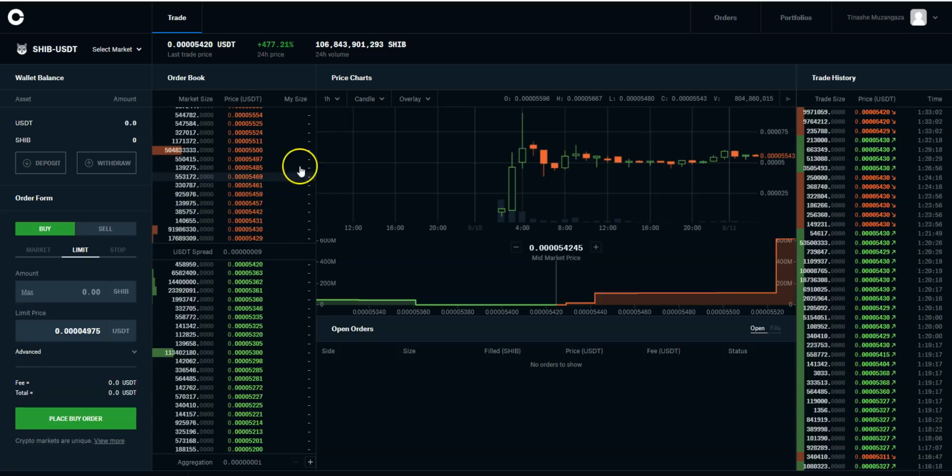Now, what I want to draw your attention to is the price which SHIB is currently being traded at. If you look closely, it's exactly 4 zeros and then 54220. That's the current price. And guys, that's nearly 10 times the current price of SHIB on CoinMarketCap and on other exchanges.